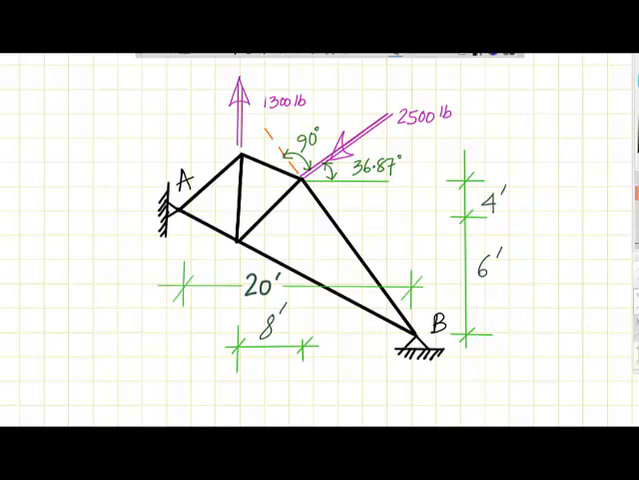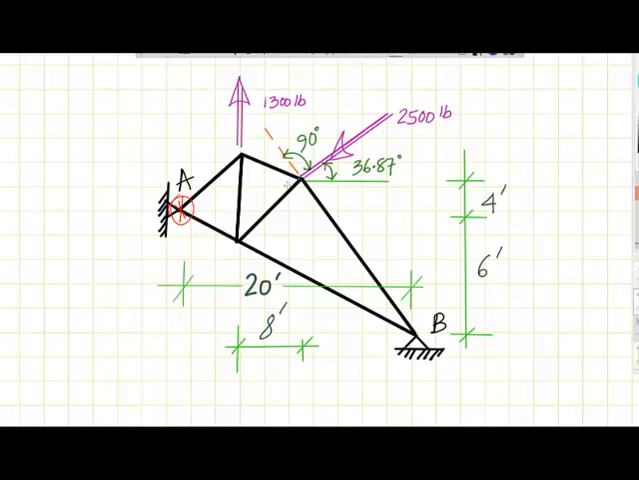In this problem, we would like to calculate the sum of all moments about point A. And we have the forces 2,500 and 1,300 pounds.